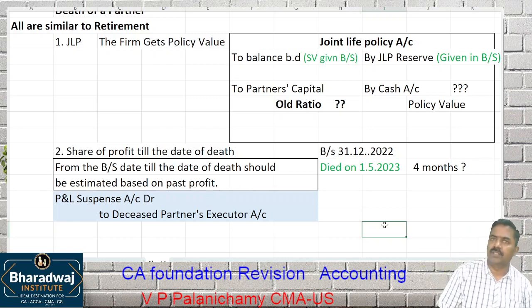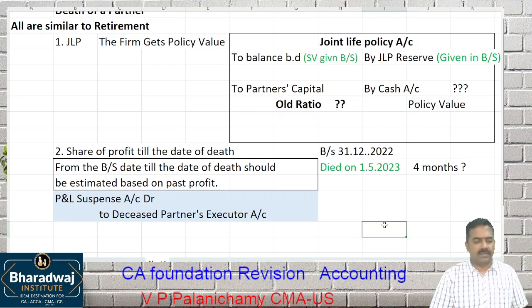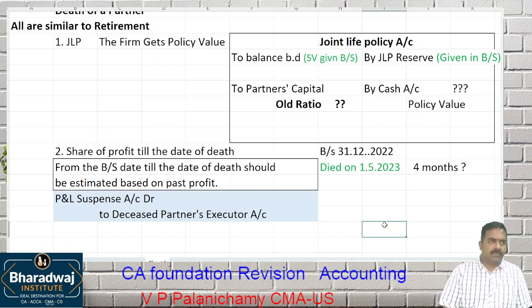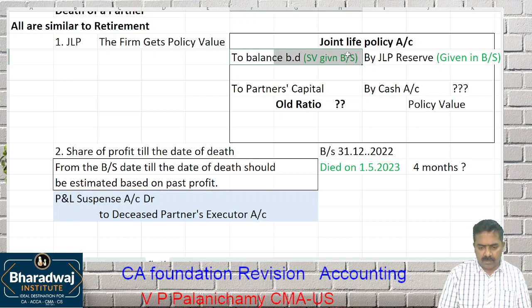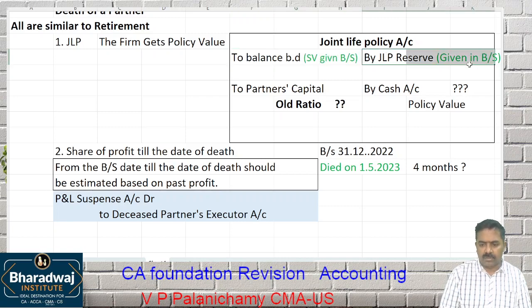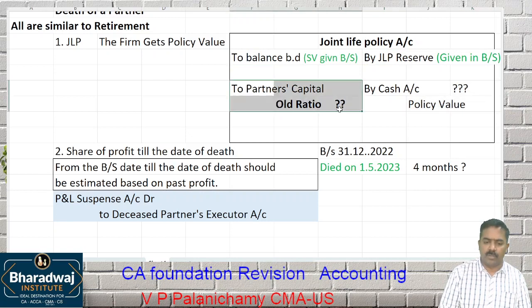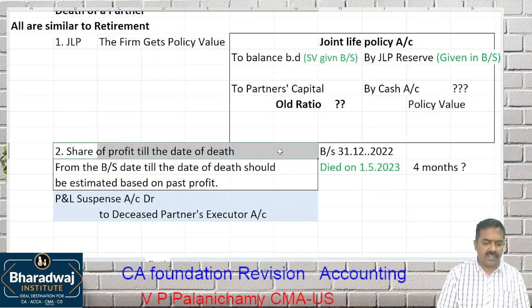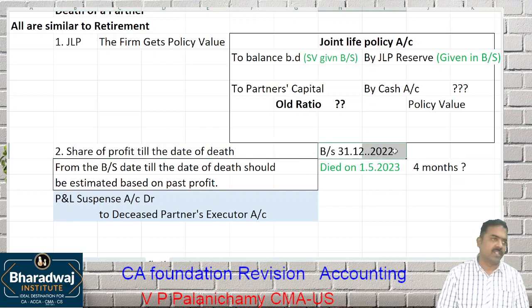Read the next question, June 2023 question. Understand the question, then we can solve it. Do you understand this, joint life policy? If the policy value is given, take that; if the reserve is given, take that. Policy value we will get from insurance company, that will go to partners in which ratio? Old ratio. See when the partner died. For example, 1st May, see when the balance sheet was prepared.